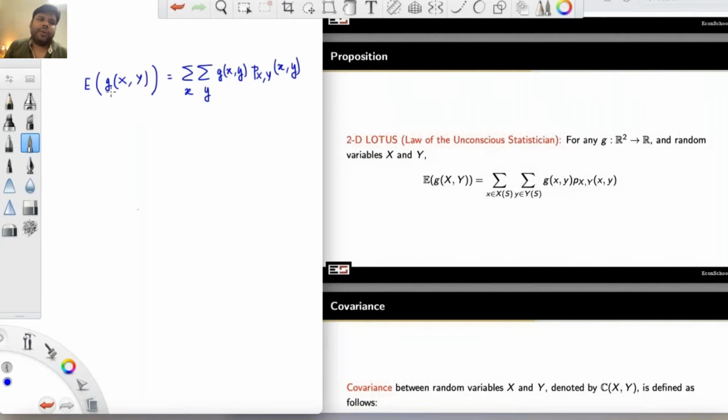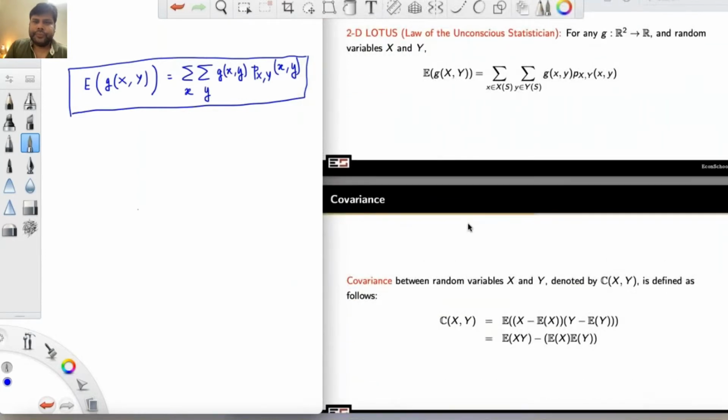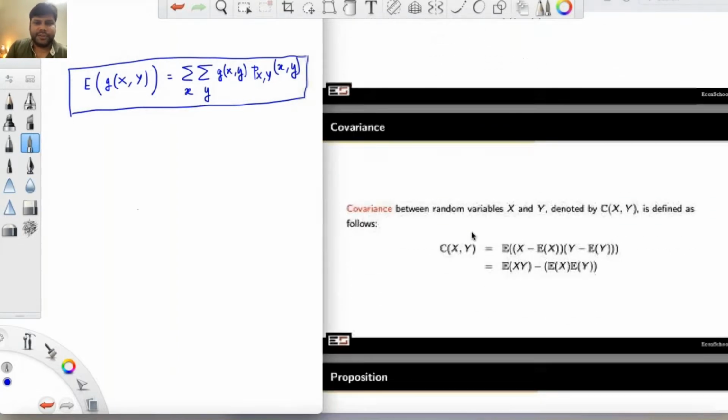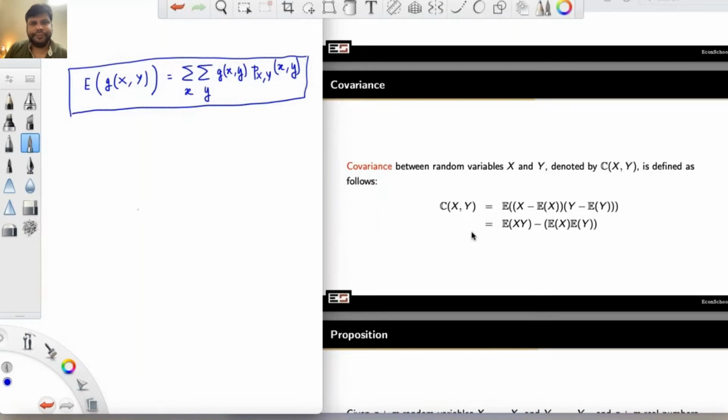Now you could have also done it, as I've told you, the other way: first find the distribution of g(X,Y) and then find the expected value of g(X,Y). So that's another way to do it. But if you want to do it directly, this is also correct. This is known as two-dimensional LOTUS. Is that okay? And similarly, you can have three-dimensional, four-dimensional, or basically any number of arguments is acceptable.